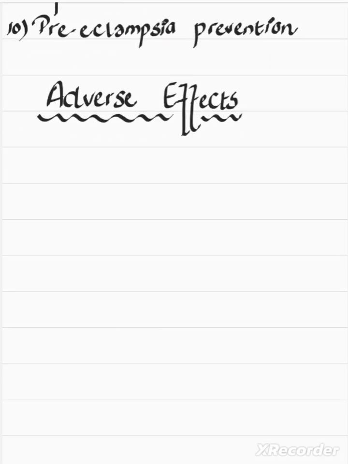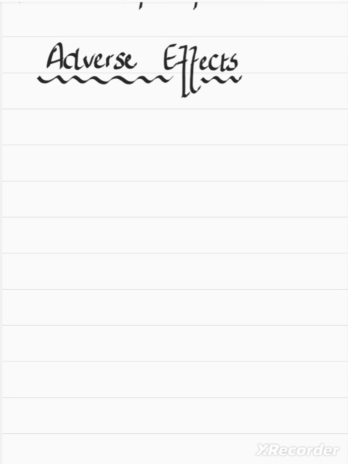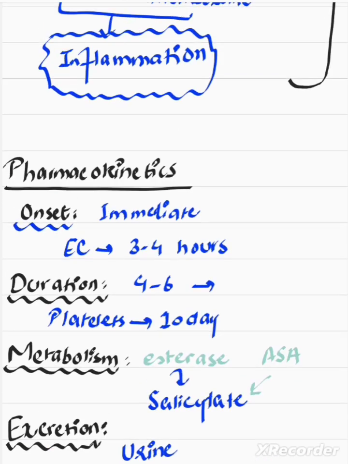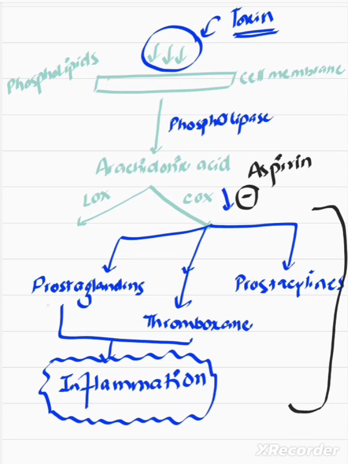So a little bit about the adverse effects. Aspirin has a lot of clinical uses, and it also has some adverse effects. The most common adverse effect that is seen with the aspirin is gastric intolerance. The mechanism of this adverse effect is the direct extension of its therapeutic effect, as we have already discussed the mechanism, that it inhibits the production of these prostaglandins.